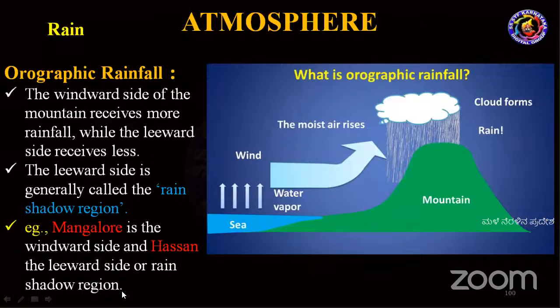In the beginning only I have told here, the areas which are in the western part of the Western Ghats all come under the windward area, and the areas which are in the eastern part of the Western Ghats are all called the leeward area here. The areas which are getting less rainfall, which are in the leeward area, are all called rain shadow region or rain shadow areas here.